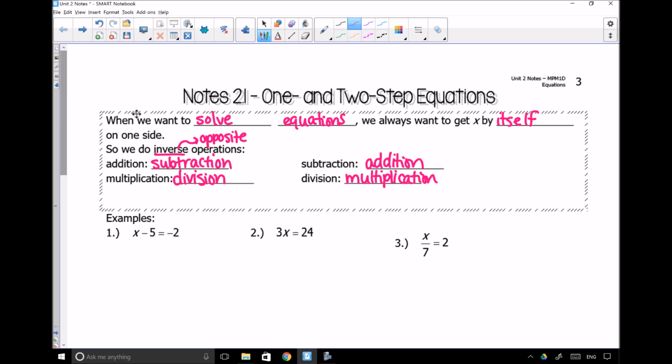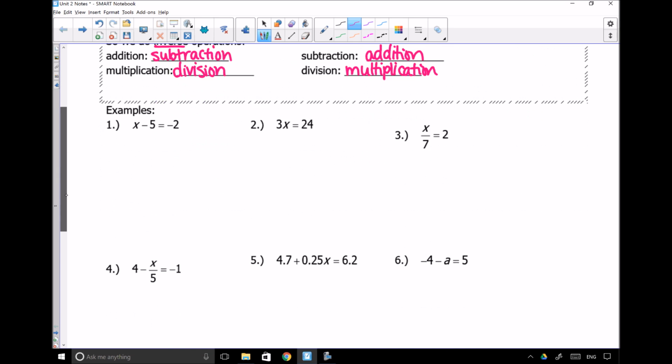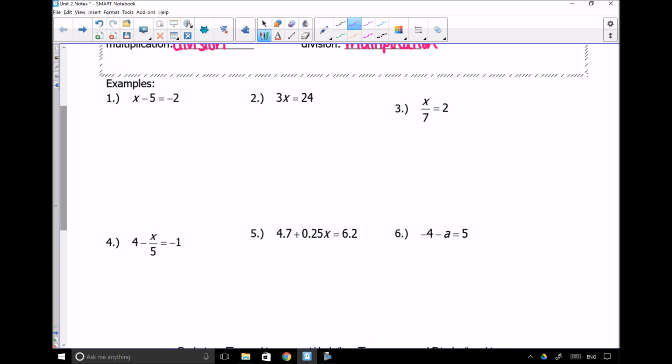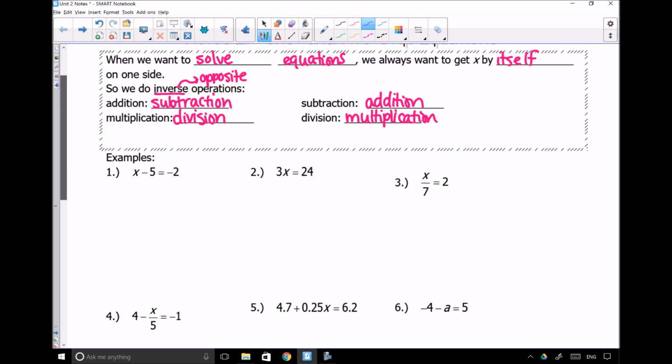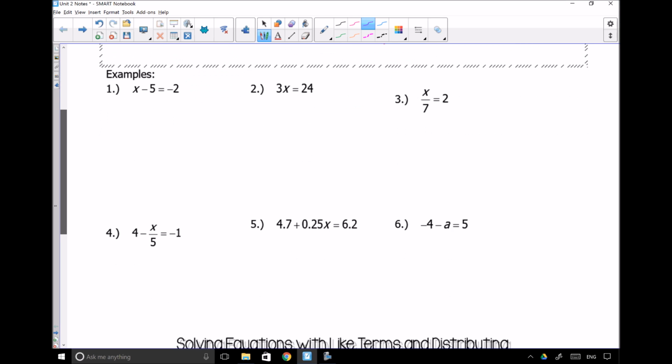So right here, to get this x alone, what I'm going to want to do is get rid of anything that's with the x. So right here, I have a -5. Well, I don't want this -5. I want to make it nothing. So how do I make a -5 nothing? I do the opposite of subtraction. Well, the opposite of subtraction we figured out is addition. So I'm going to add 5 right here.